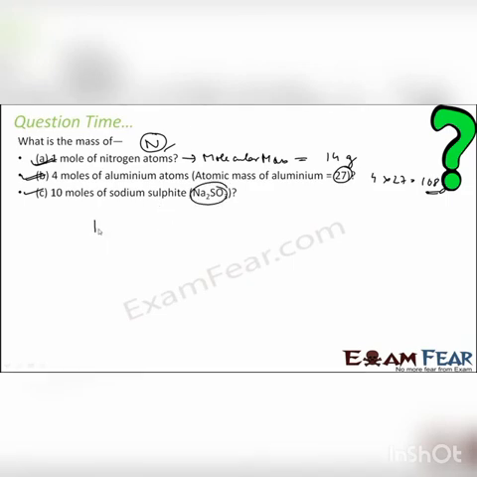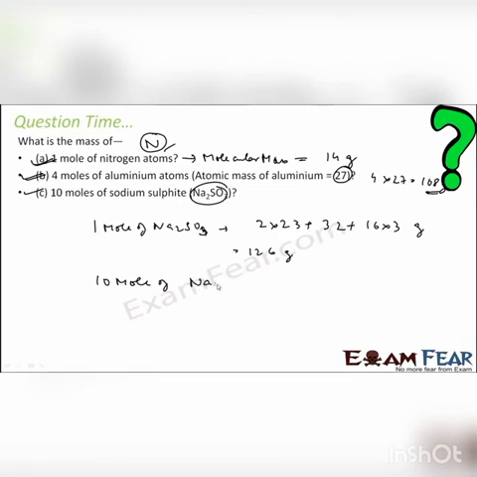Third is 10 moles of sodium sulfite. 1 mole of sodium sulfite will be how much? 2 sodiums, it's 2 into 23. 1 sulfur, sulfur is 32. 3 oxygen, 16 into 3. That is 126 grams. So 1 mole of Na2SO3 is 126 gram. So 10 moles of Na2SO3 will be 10 into 126 gram, that is 1260 gram.